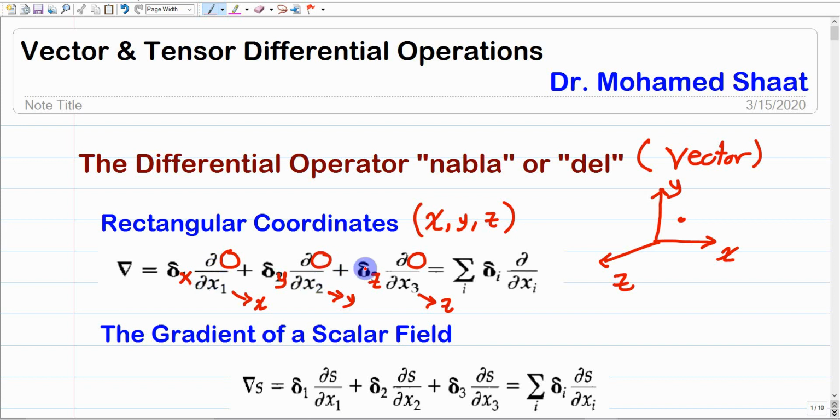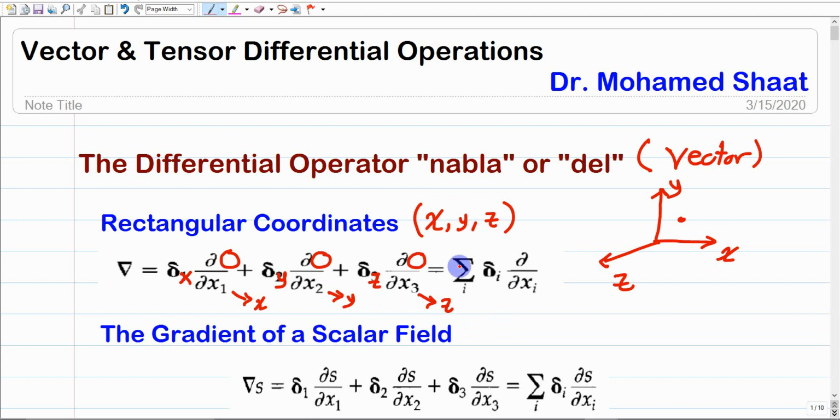d by dx2, d by dx3, and so on. So this is like the partial derivative with respect to x1, the partial derivative with respect to x2, the partial derivative with respect to x3. x1, x2, x3 are like the x, y, and z coordinates if we are working in rectangular coordinates. In some textbooks we may use x1, x2, x3, or simply x, y, z, as we commonly use for the rectangular coordinates.